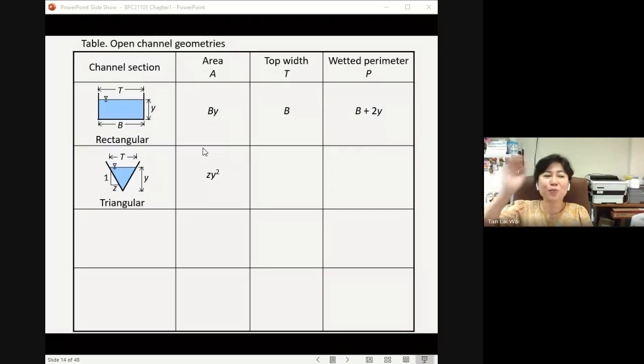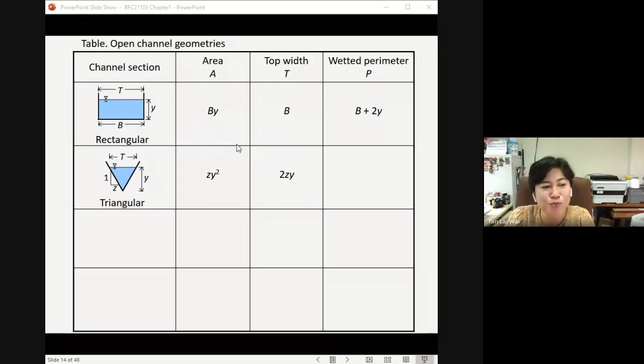I hope you understand all this, because all these are very important. Alright, this is our first class. It's already 3:02, just bear with me for a while. And then what would happen to top width? Top width, as you know, just now we have ZY, right? So it's just another part of it. That means ZY plus ZY, you have 2ZY.